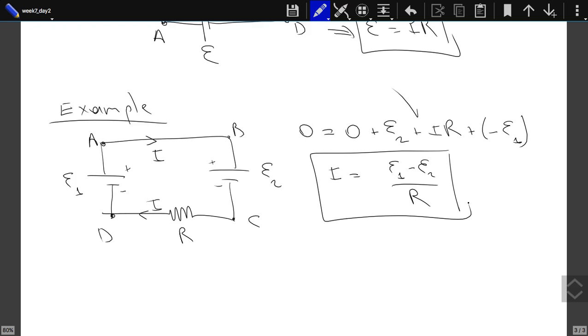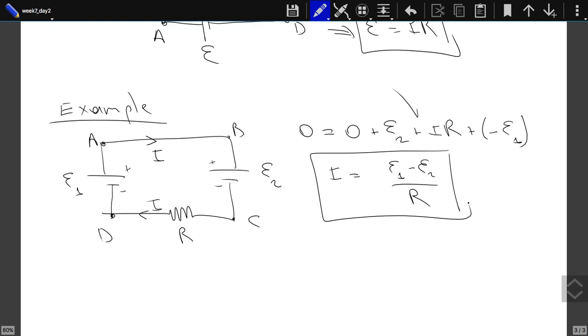Well, you see, we are going from A to A. So we started from A, then we went to B. There's no potential drop. And from B to C, well, you see, the positive terminal of the battery has a larger potential than the negative terminal. The EMF, that is in the absence of the internal resistance, is the potential difference between the terminals of the battery. So as we go from B to C, we are going from a high potential to a low potential. So the potential drops by epsilon 2.